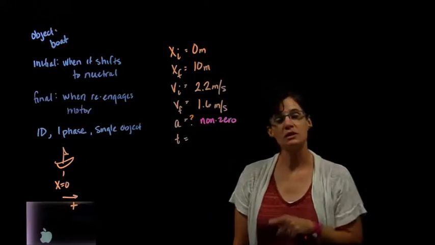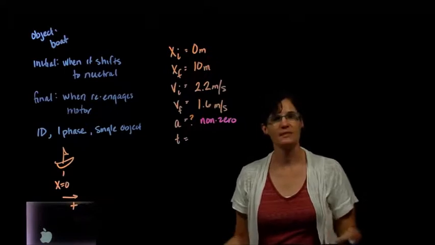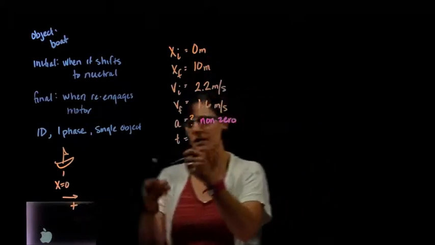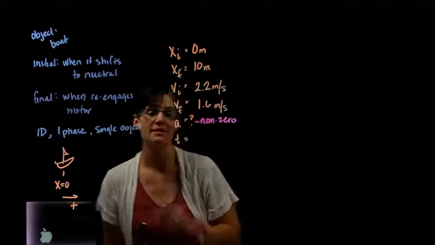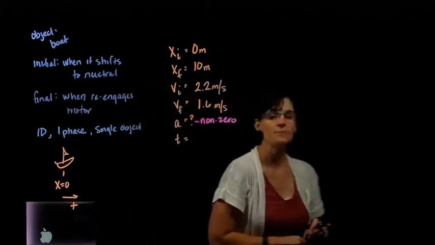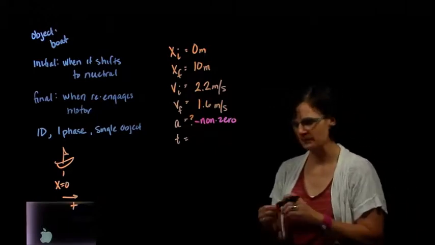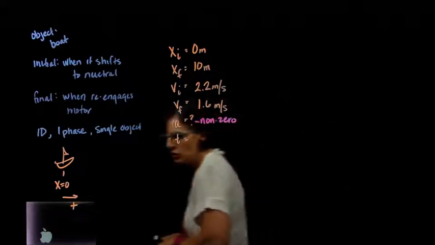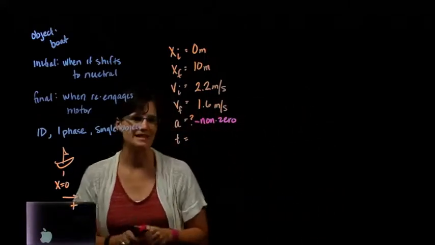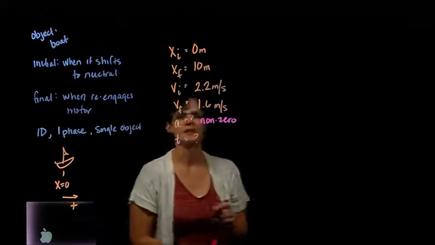When an object is slowing down, the velocity and the acceleration need to be in opposite directions. And so if we're moving to the right, the acceleration should be to the left. It should be negative. So our prediction is that this is going to have a negative non-zero acceleration. The time: how long does it take for the boat to coast that 10 meters? That's not given. The time of this motion is not known.